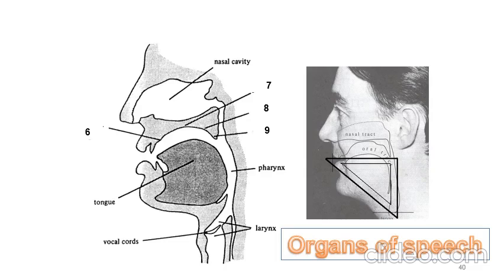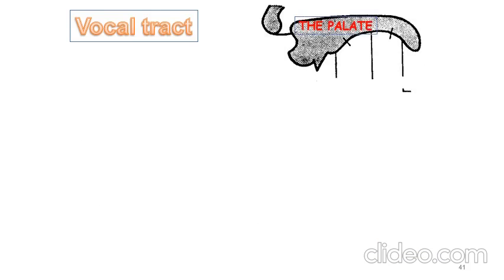Now, the palate separating the oral and nasal cavity is divided into alveolar ridge, hard palate, soft palate or velum, and the dangling part, the hanging part, is the uvula. Here is the division of the palate into three parts. Remember what they are? Alveolar ridge, hard palate, soft palate.